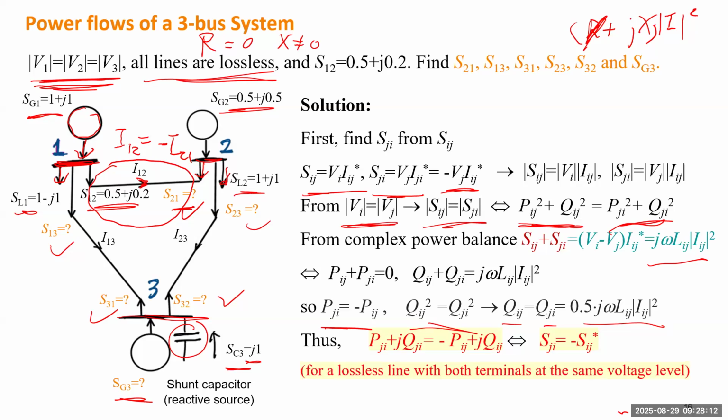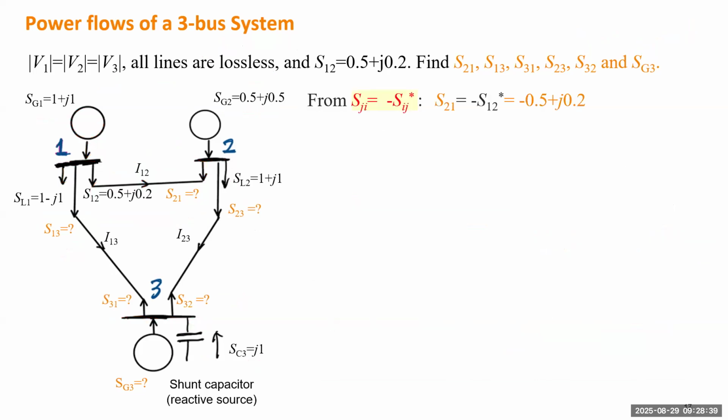This conclusion is true for a lossless line with both terminals at the same voltage level. At the end of this lecture, we'll go to a more general case. In that case, the voltages are not necessarily the same, and the line has some resistance. But we'll see this formula is still good. It's still a good approximation, even if it's not accurate. So next, we're ready to continue the calculation for the power flow.